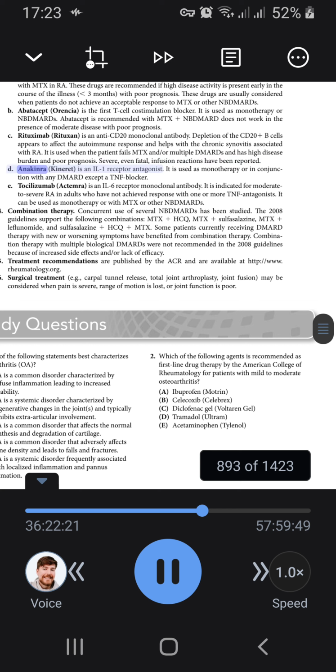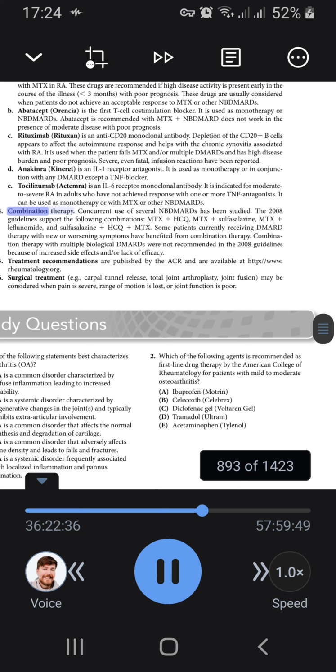D. Anakinra. Kineret is an IL-1 receptor antagonist. It is used as monotherapy or in conjunction with any DMARD except a TNF blocker. E. Tocilizumab. Actemra is an IL-6 receptor monoclonal antibody. It is indicated for moderate to severe RA in adults who have not achieved response with one or more TNF antagonists. It can be used as monotherapy or with MTX or other NBD-MARDs.